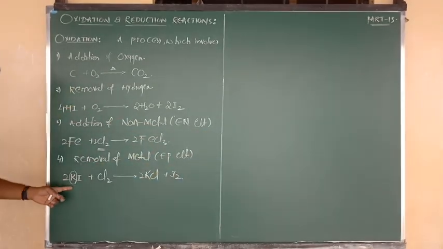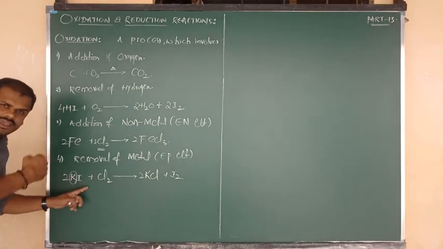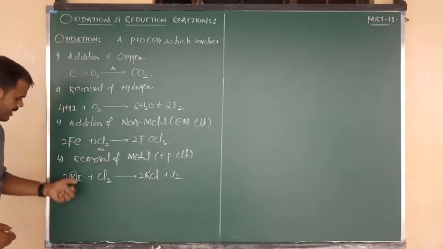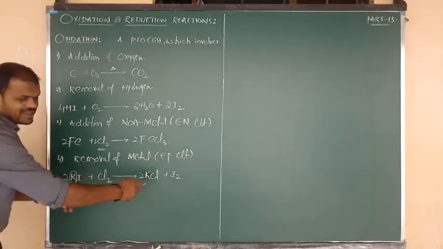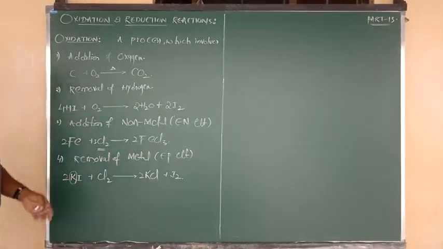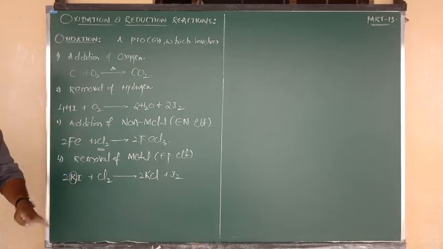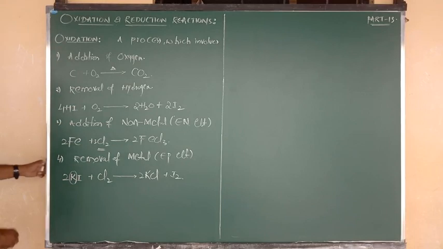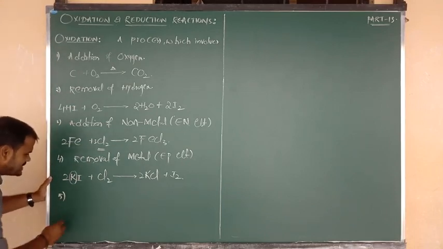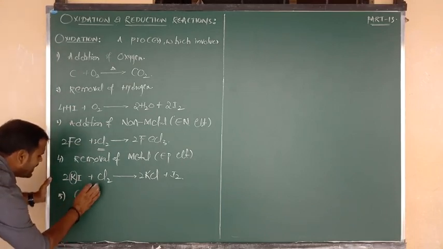So here also we can say it in 2 definitions. Addition of Cl2 means addition of non-metal. Removal of potassium means removal of metal. Here you can satisfy both definitions. So up to now for oxidation I have given 4 definitions. Another 2 definitions are there. In that, the fifth one: simply we can say it is a very easy process.